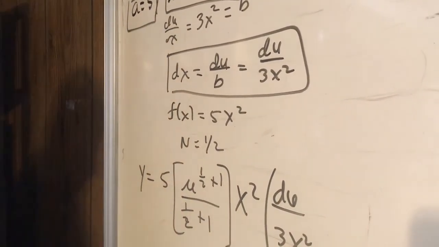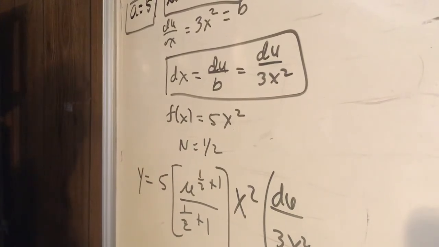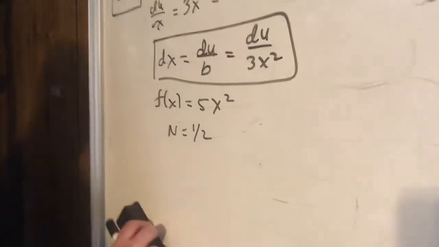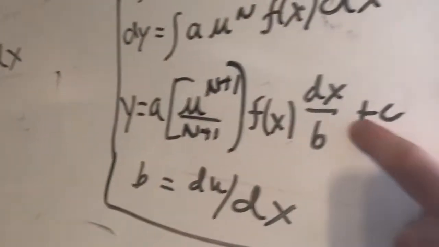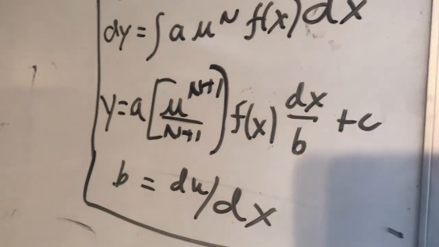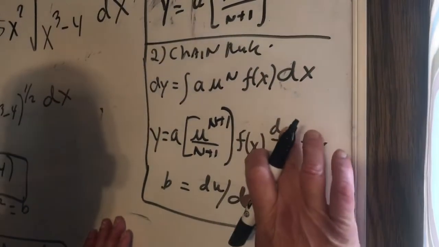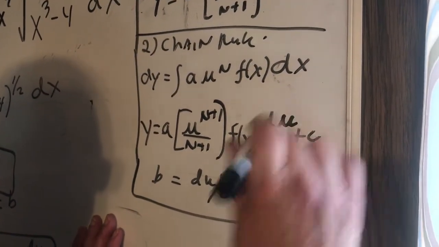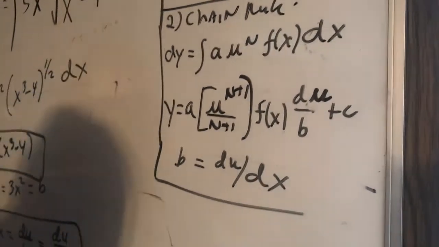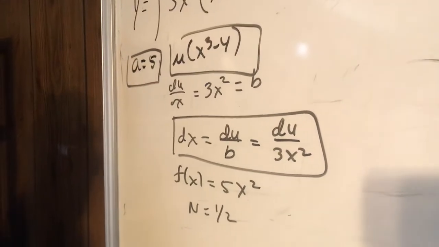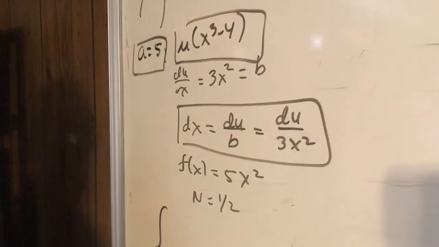Oh, I forgot to substitute in again. I'm sorry, I'm skipping a step. Let me go back. I shouldn't be skipping this step. This is du over b. Is that what's going on here? That's du over b. I'm sorry. My fault. When I rewrote it, I kept the x. Okay, let's go into the integral.